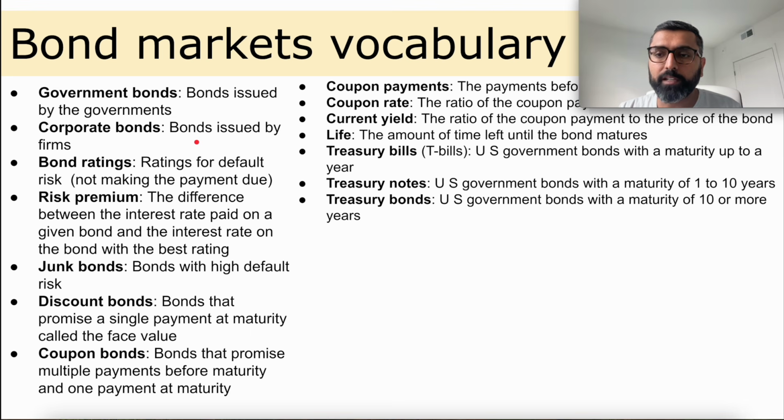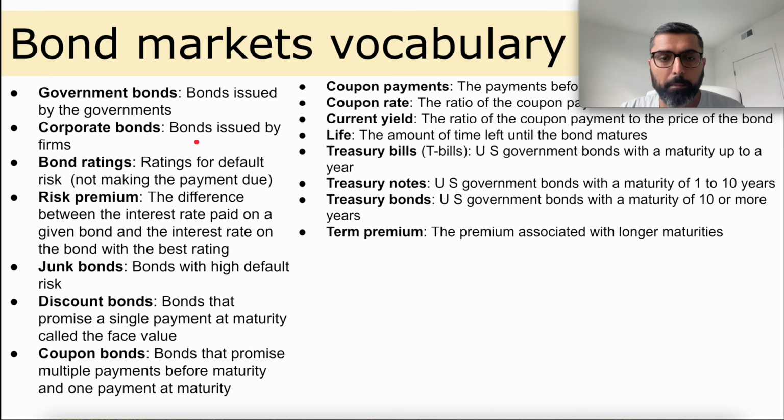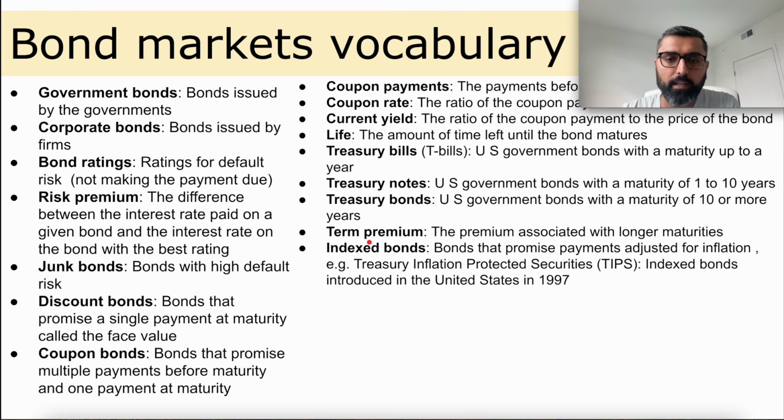Treasury notes are 1 to 10 years. Treasury bonds are more than 10 years, 10 years or more. Term premium is the premium associated with longer maturity. If you hold a bond for a longer time, you have to be paid a higher premium because there's time risk associated with it. So that's the term premium.